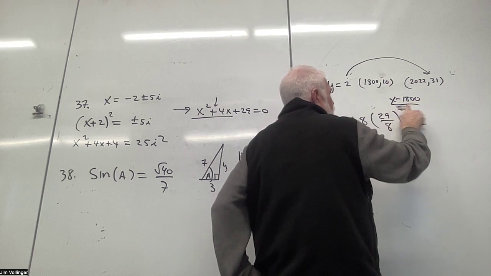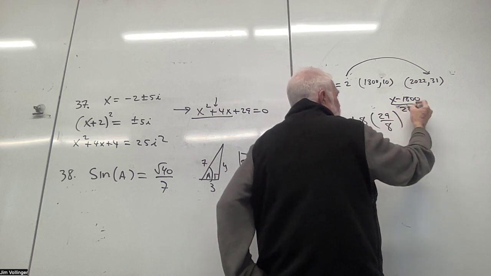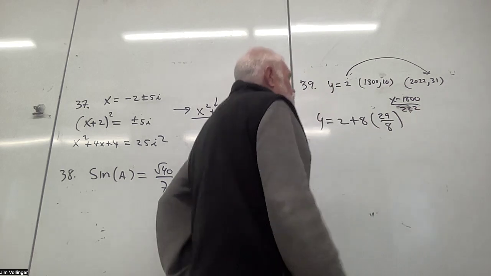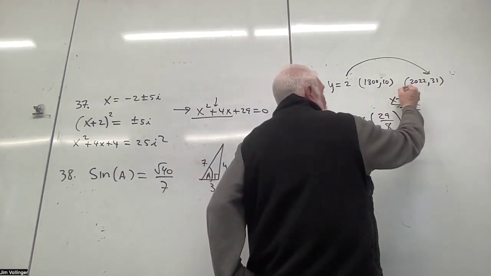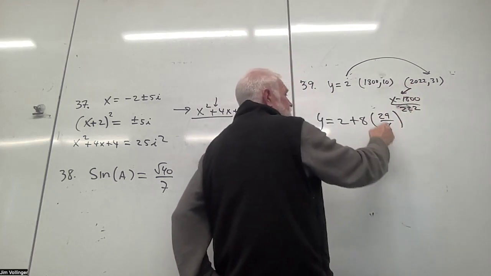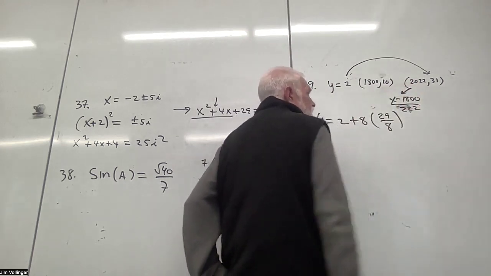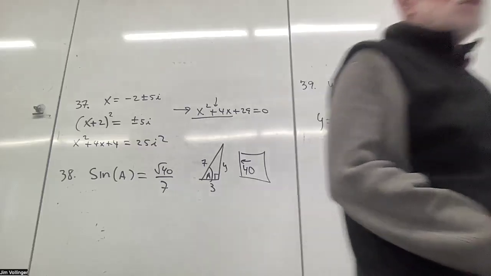222. That was well written, Jim. 222 years brings me up to 2022, and that brings this number to 1. The 8's cancel. 29 plus 2, 31. Let's move on. Let's bring Renee over.